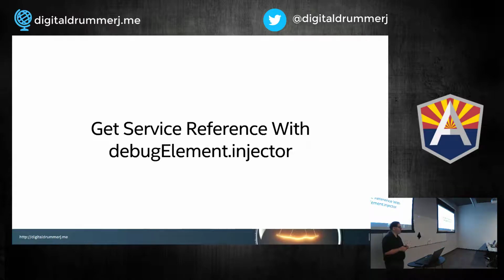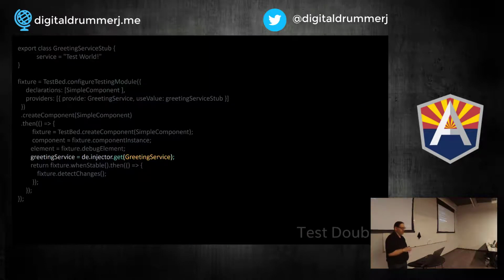And then to get a reference to the service, we go back to our debug element, and we can actually get a reference to the injector and pull out the service that it injected for us. So we say our debug element.injector.get and give it our service name, and that'll automatically return back our stub because that's what we put in our module to provide for us.